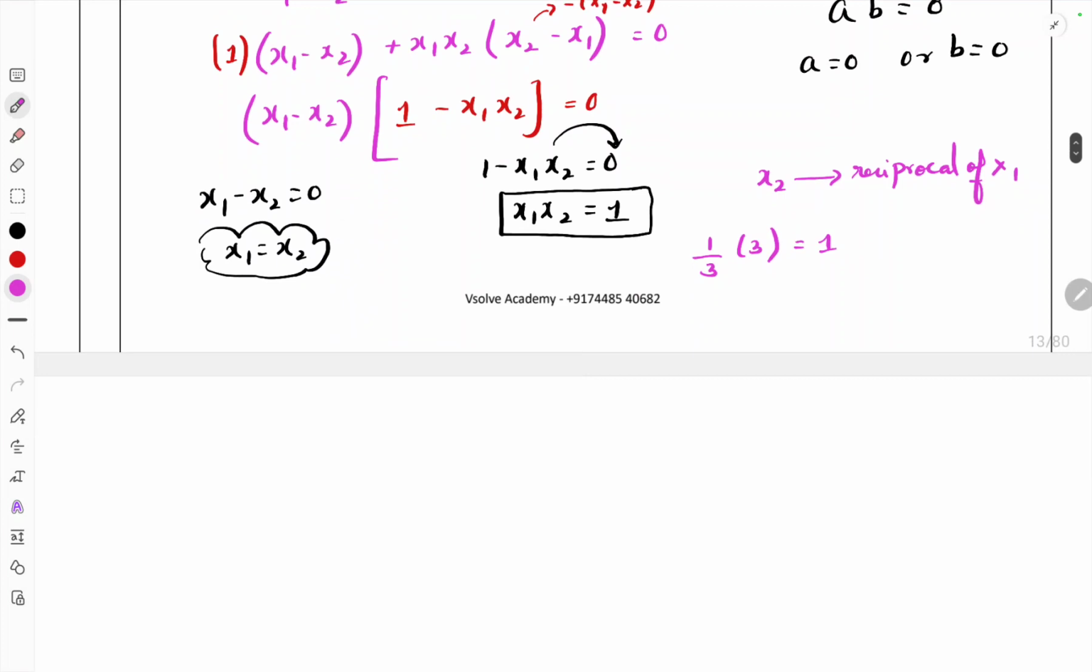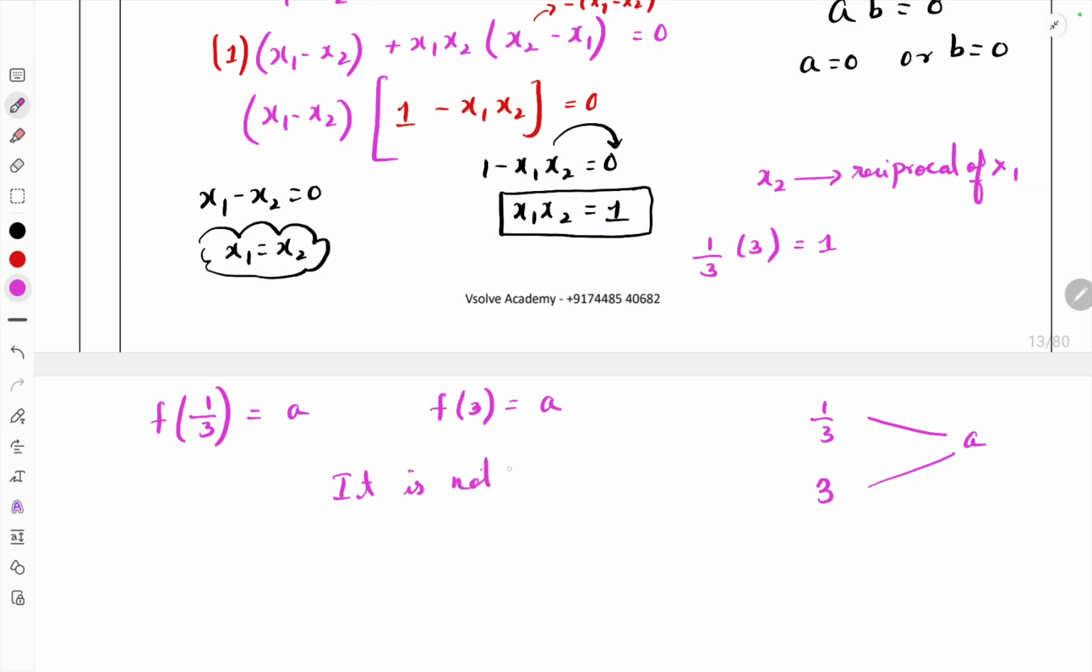So what I am telling here is, whatever value we are getting for f of 1 by 3, let's say the value is a, the same value we will get for f of 3 also, it will be equal to a, which means two different inputs have the same output, which means it is not 1 to 1. It is not 1 to 1.